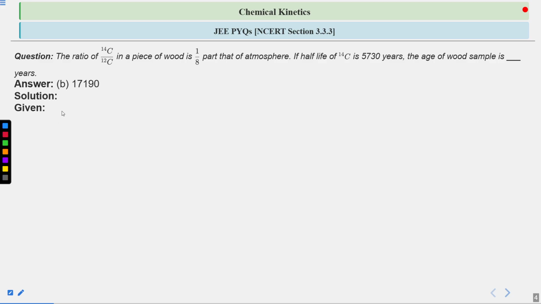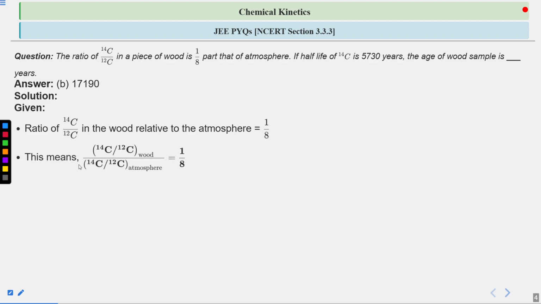So what are the given quantities? First of all, we have been given the ratio of 14C to 12C in the wood relative to the atmosphere, which is equal to 1/8. So this ratio has a value of 1/8 in the wood sample relative to the atmosphere. This is what we have been given.